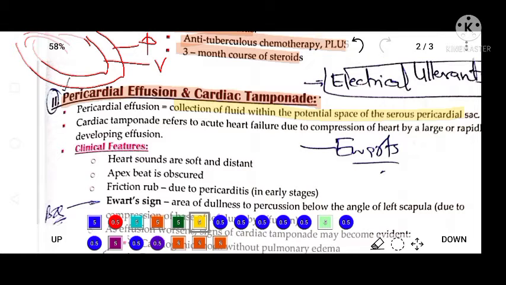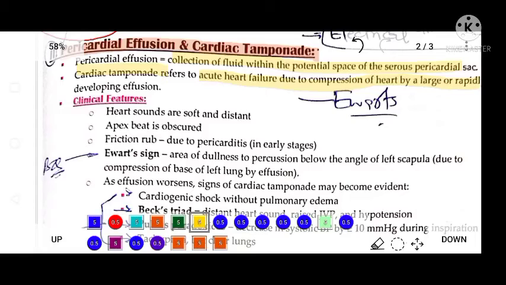When pericardial effusion is there, when fluid is collected in the pericardial sac, then the heart will be compressed, and that condition is known as cardiac tamponade. Acute heart failure occurs due to compression of the heart by rapid accumulation of effusion or fluid.